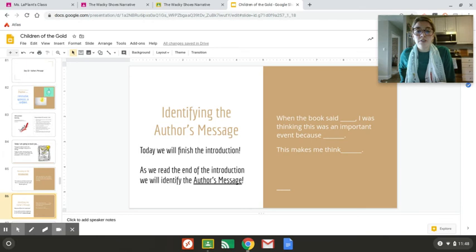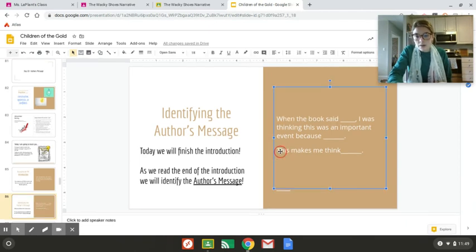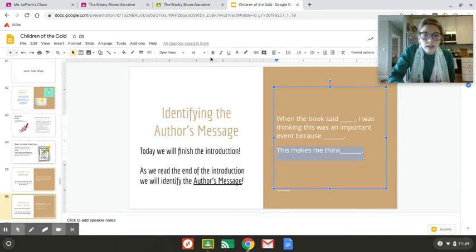So we're going to finish reading the introduction today. And as we read the introduction, we're going to identify the author's message. So as I'm reading, I want you to look at these talking stems here and keep these in mind. You're going to think about this in your head. You can use the stem to help you. When the book said blank, I was thinking this was an important event because blank, and this makes me think blank. This part right here where it says this makes me think, that's talking about the author's message. So this makes you think what about the author's message, okay?